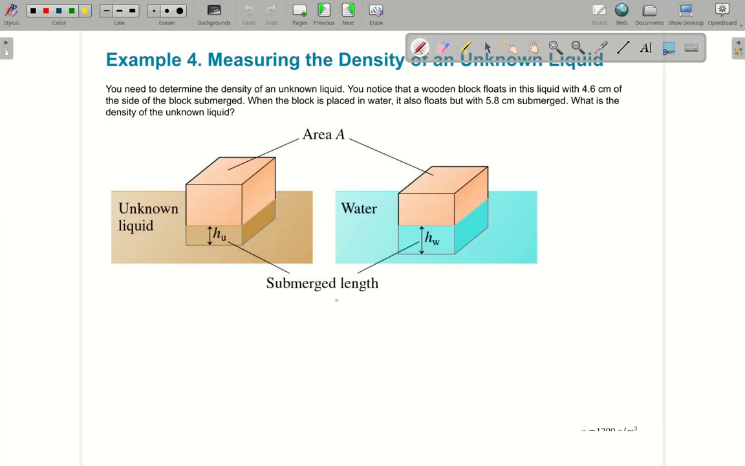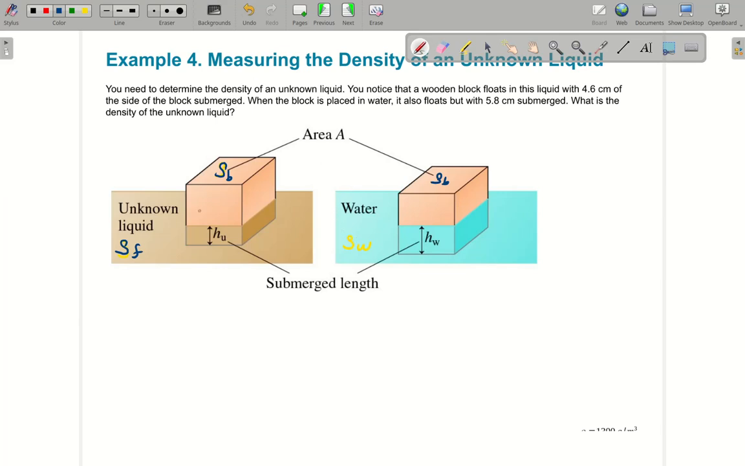This question involves this idea. It's more involved, of course. It gives us an unknown liquid, so I'm going to call this density rho F. And water, I'm going to call rho W. And it says we have a block. Of course, the block has a density. I'm going to call it rho block. Density of the unknown fluid, I'm going to call rho F, and the density of the water, rho W.